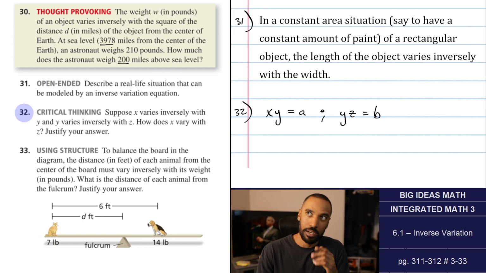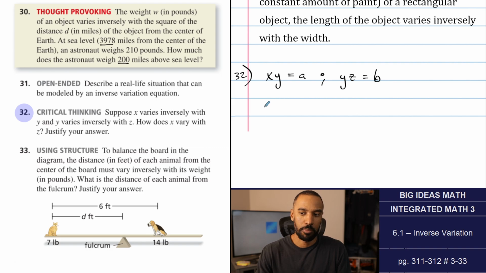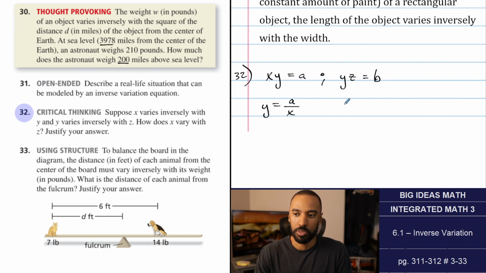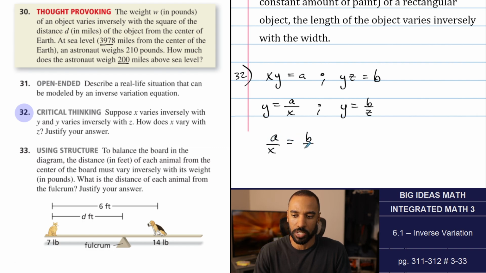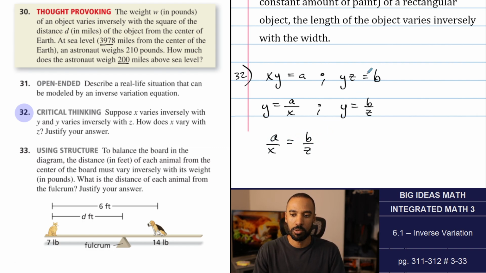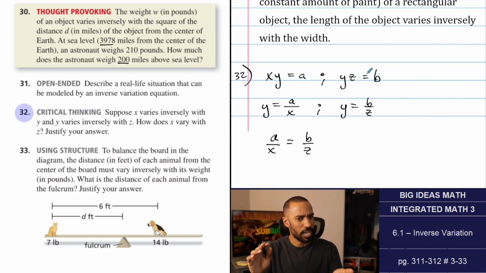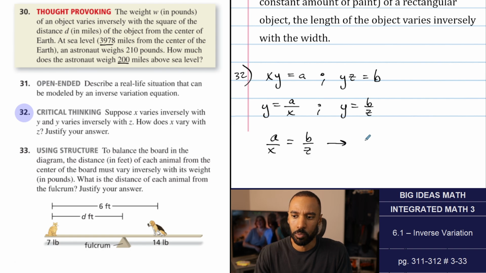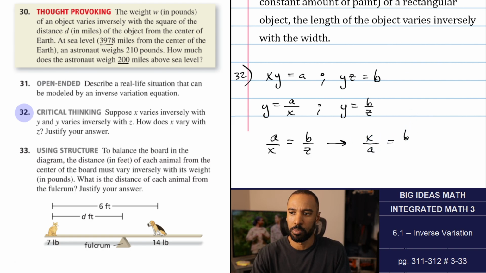If I could get y by itself in both equations, probably the way I should have written it in general. So I can get y by itself in both equations. Then I can set these two equal to each other, where it says a over x equals b over z, like so. So how does x compare to z? Let's get one of them by themselves. I guess get x by itself. I'm going to rewrite this proportionally so this is on top like that. X is z over b.